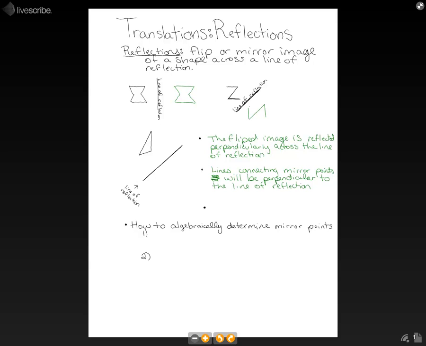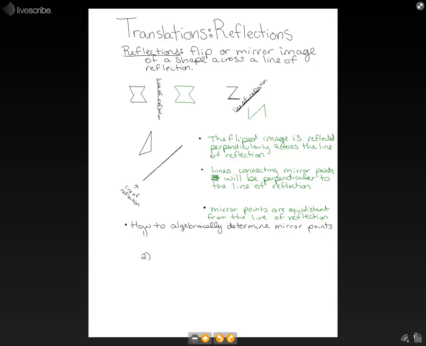Okay, so whenever we think about this, we already know in general where the points will be. The last thing we need to know is the fact that the mirror points are equidistant from the line of reflection. So let's use that and look at this example above.